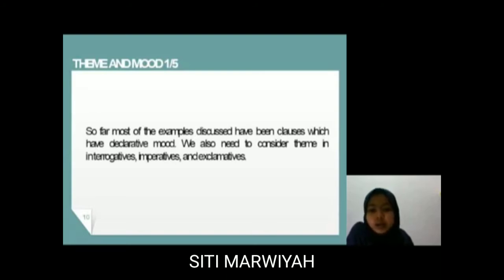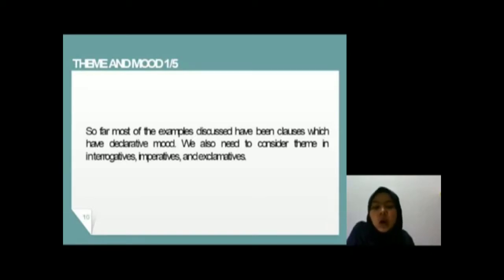Alright, now about theme and mood. So far, most of the examples discussed have been clauses which have declarative mood. We also need to consider theme in interrogatives, imperatives, and exclamatives.